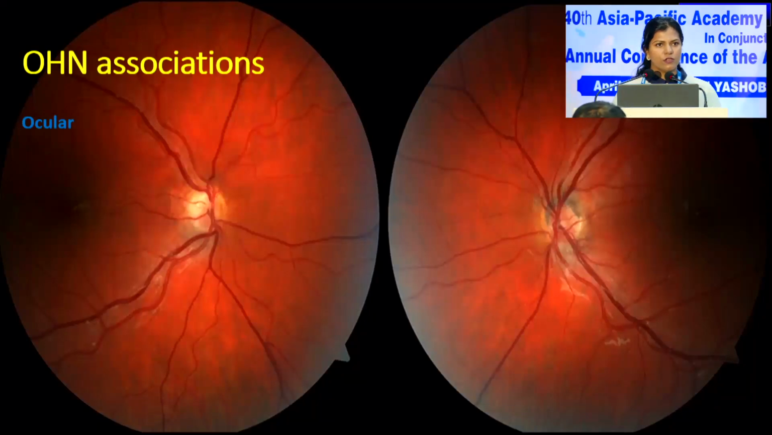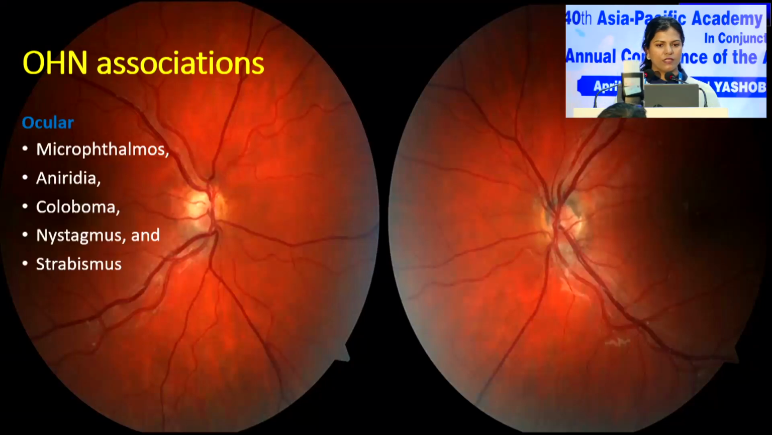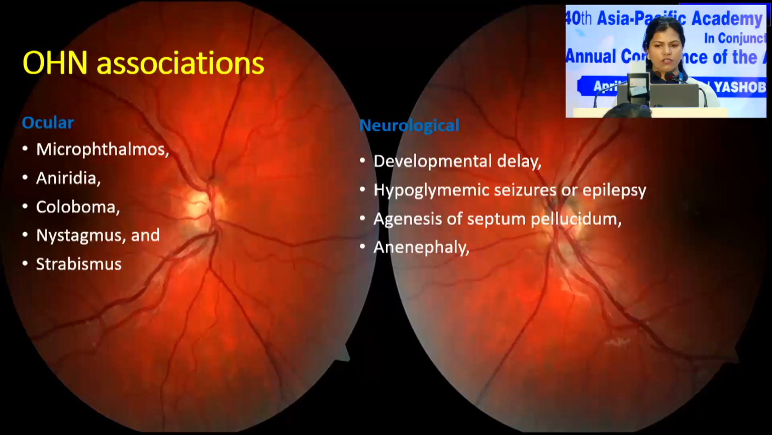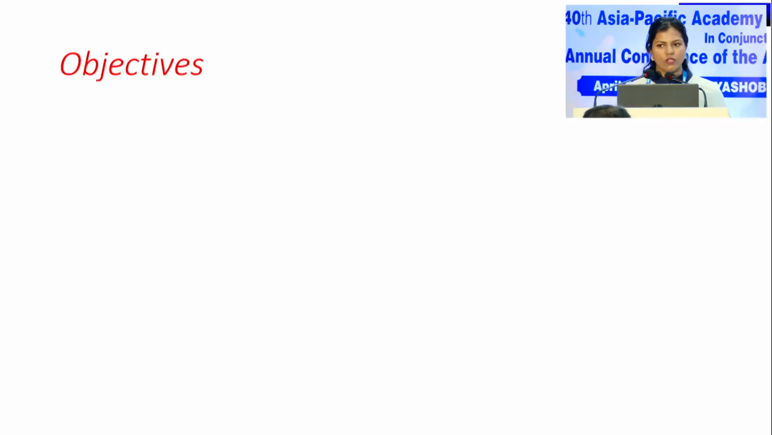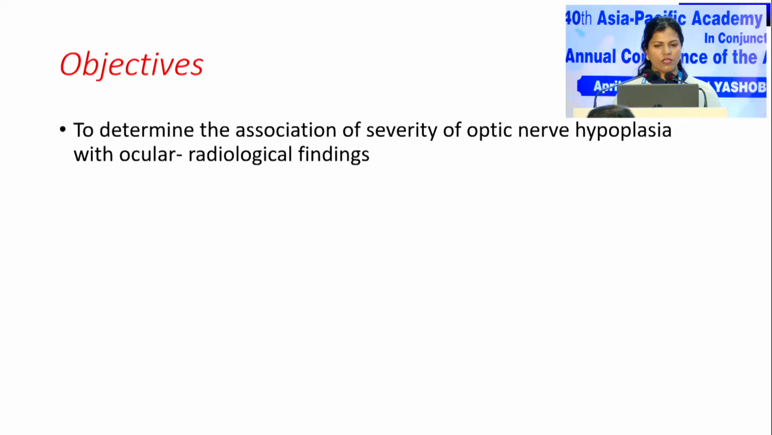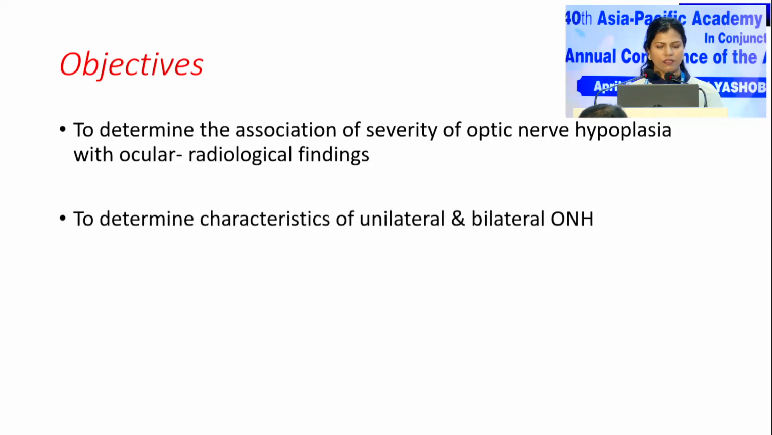If we consider associations, they are divided into ocular and neurological. In ocular, they range from microphthalmos to nystagmus and strabismus, while in neurological, they can be developmental delays, seizures, agenesis of septum pellucidum, and De Morsier syndrome. The objective of this study was to understand the association of severity of optic nerve hypoplasia with ocular and radiological findings, and to also decide the characteristics between unilateral and bilateral optic nerve hypoplasia.